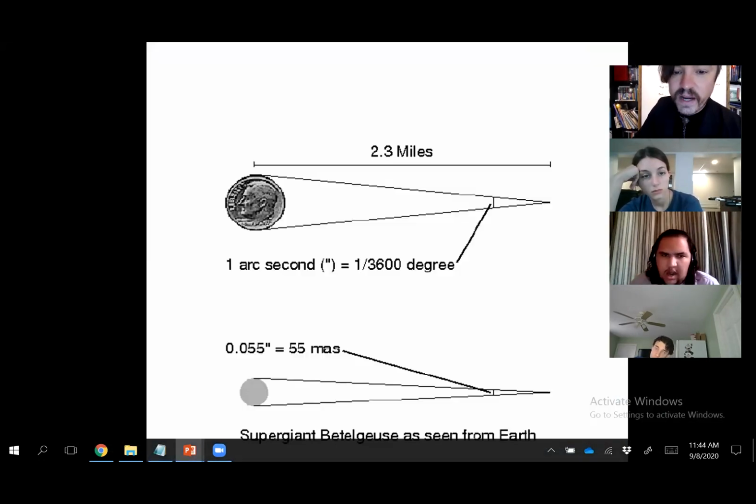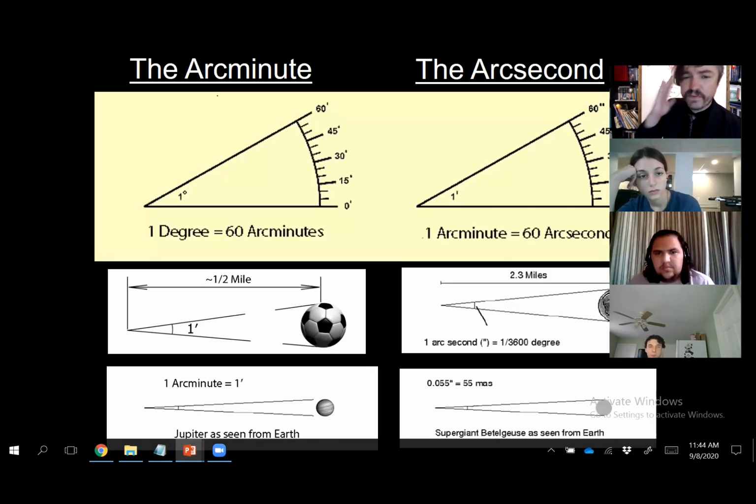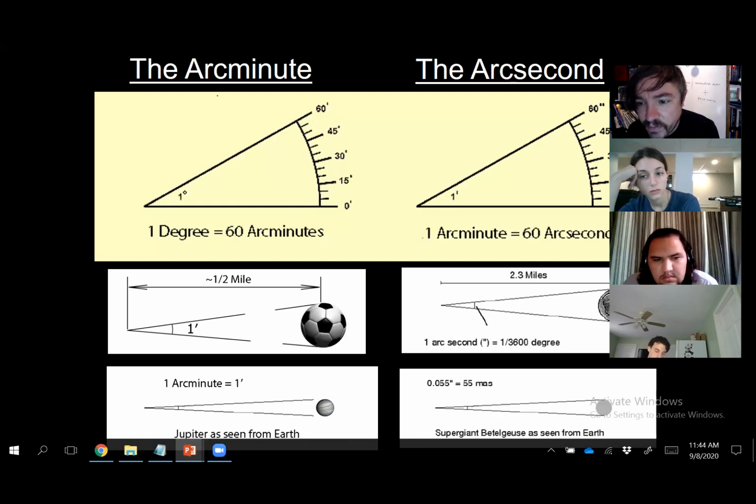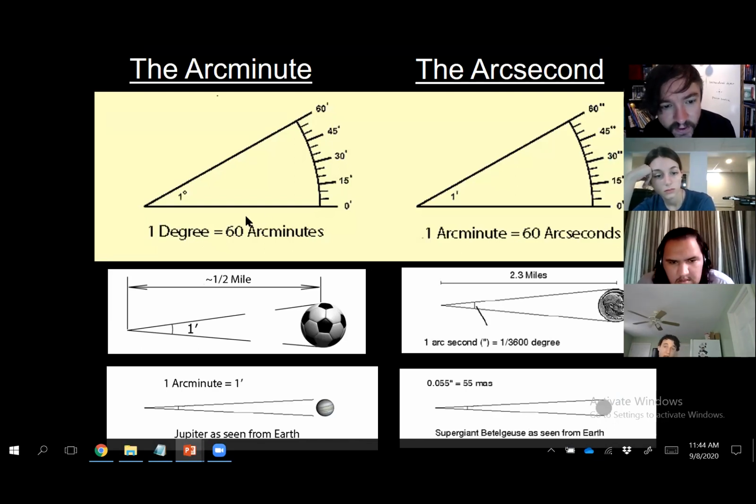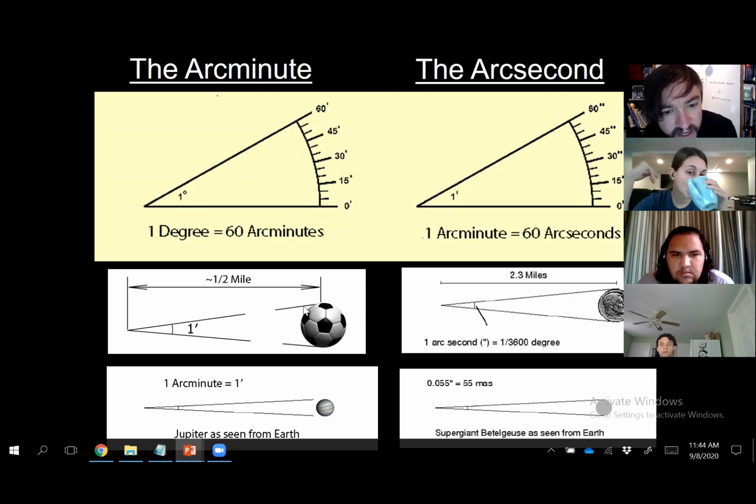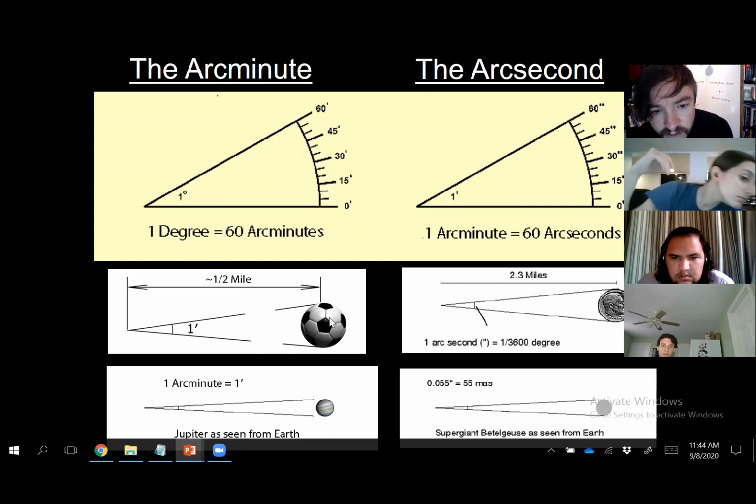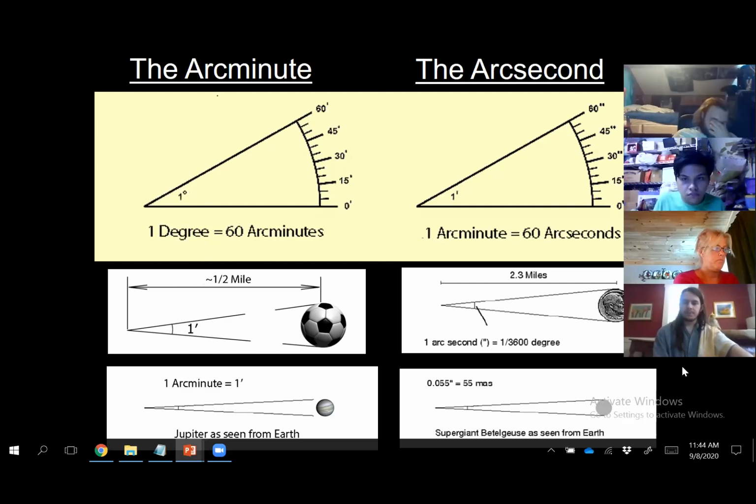So I wanted to review this because I introduced this stuff really quick at the end of class, and I don't think you had enough touchy-feely time with it. So I want to really drive the point home. An arc minute is what happens if you break a degree up into 60 more wedges. An arc minute is kind of like looking at a soccer ball from half a mile away. Class, do you think you'd be able to make out the pentagon checkered black and white pattern of a soccer ball from half a mile away?